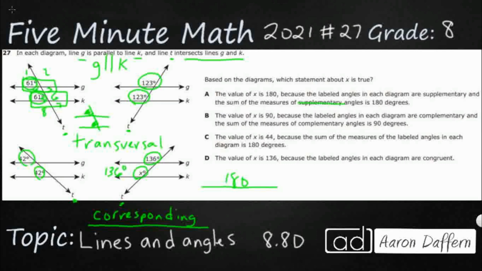This says 90. Because it thinks that the 2 are 90-degree angles because they are complementary. No, that's a 90-degree angle. That's not what it is. And they're not complementary either. The value is 44. Because they think 44 and that 136 make 180. No, the value is 136. That's what we're looking for. Why? Because the labeled angles in each diagram are congruent. Yes, because they're corresponding angles. Our answer is D.